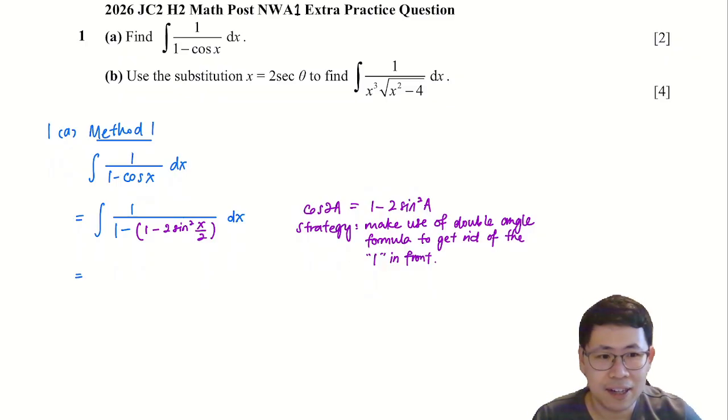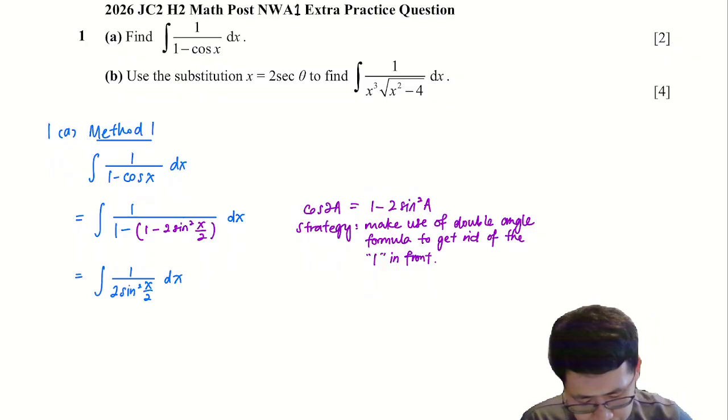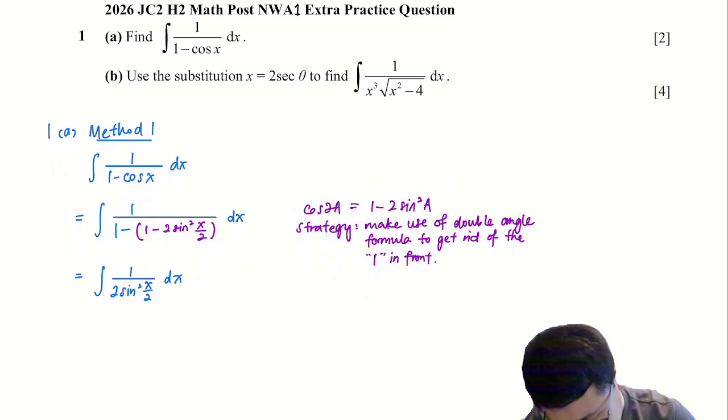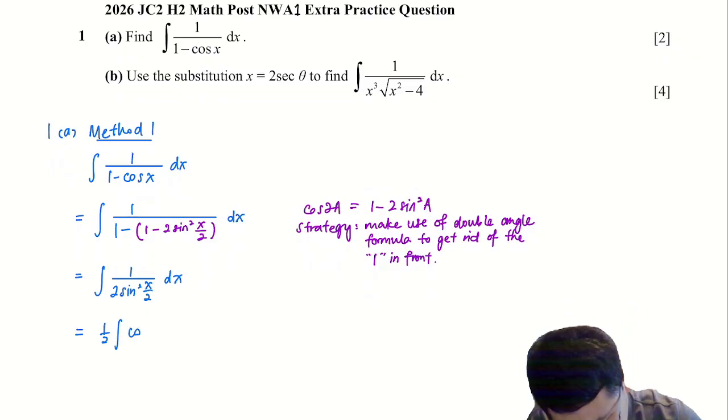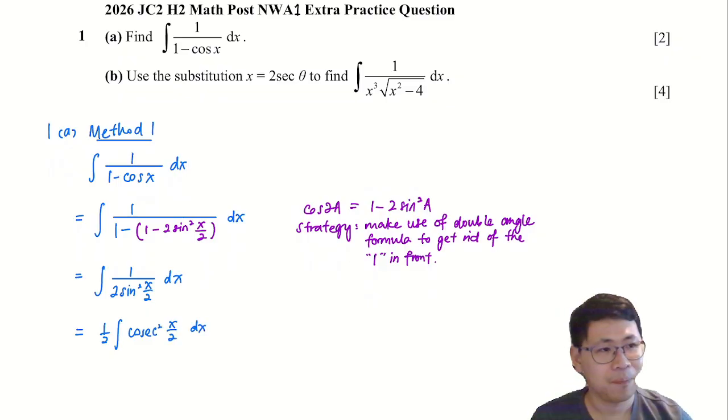With this, we can roughly see that the next step will be really convenient. It will become like this, which is very simplified. Then bring the half out. 1 over sine, I can change this to cosecant square x over 2 dx like that.